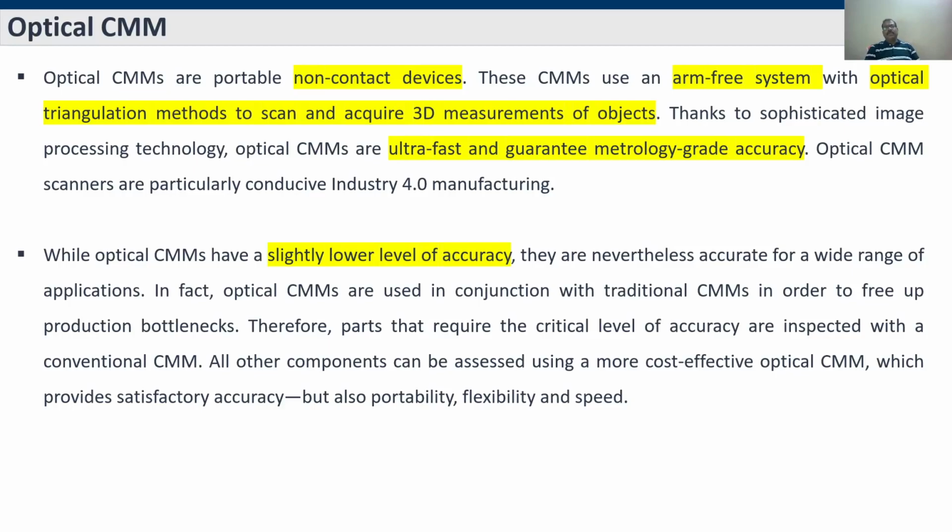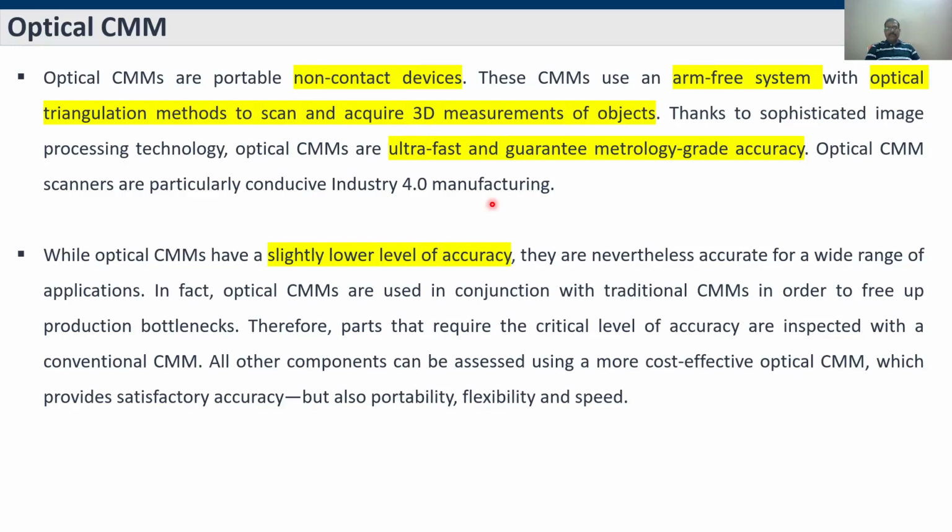The final type under CMM is the optical CMM. It is not very popular compared with other types of CMM. Optical CMMs are portable, non-contact devices. These CMMs use an arm-free system; you don't need any arms like this. They use an optical triangulation method to scan and record 3D measurements of objects. You need special processing software to process the data from the optical system, which is ultra fast and can guarantee metrological grade accuracy. It is also useful for Industry 4.0 manufacturing.